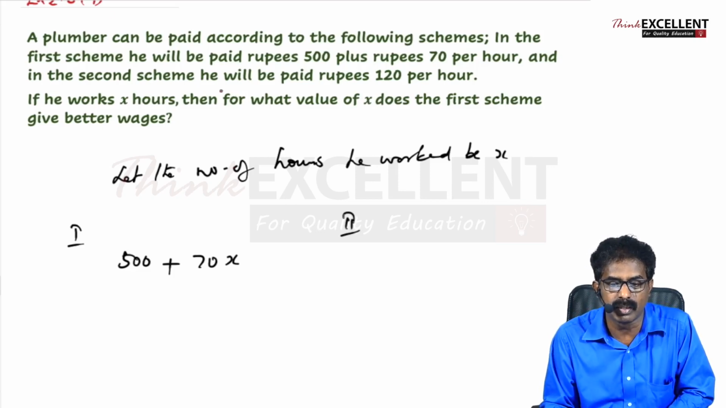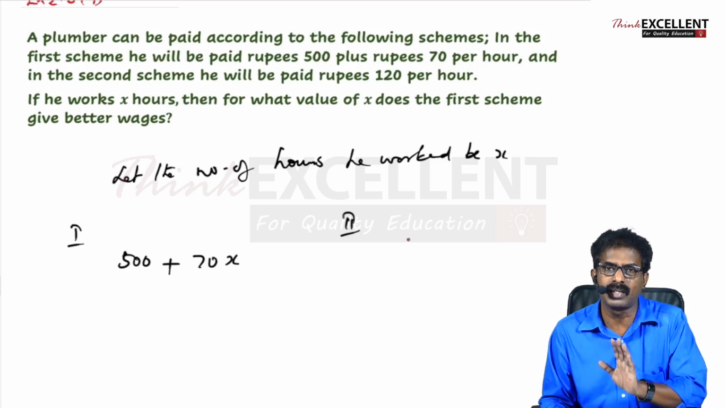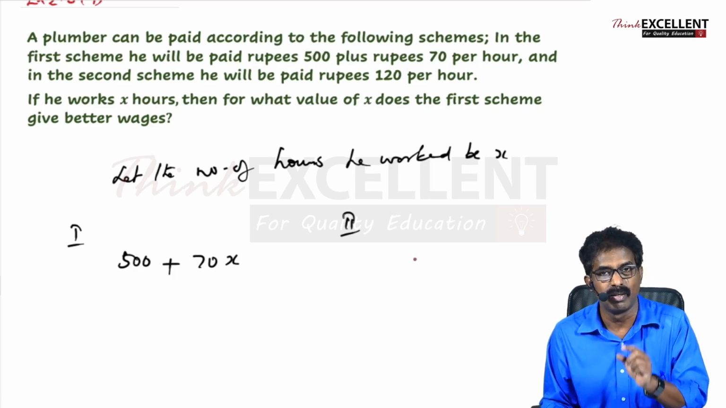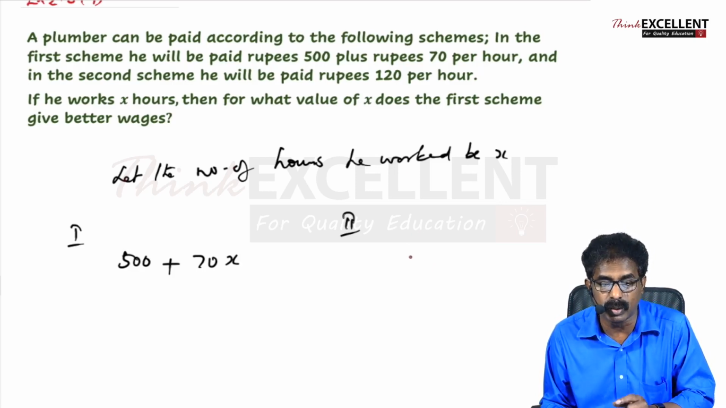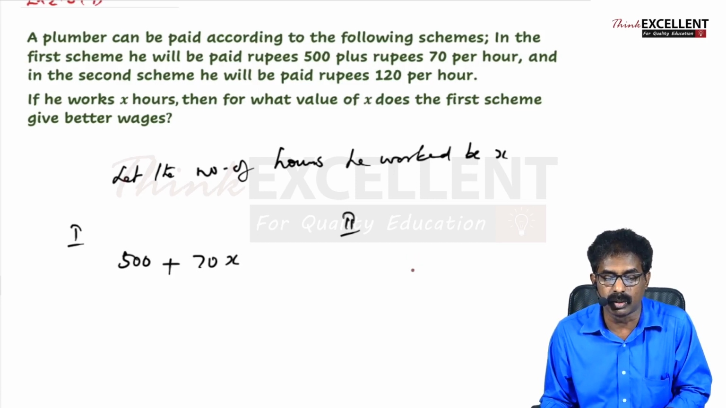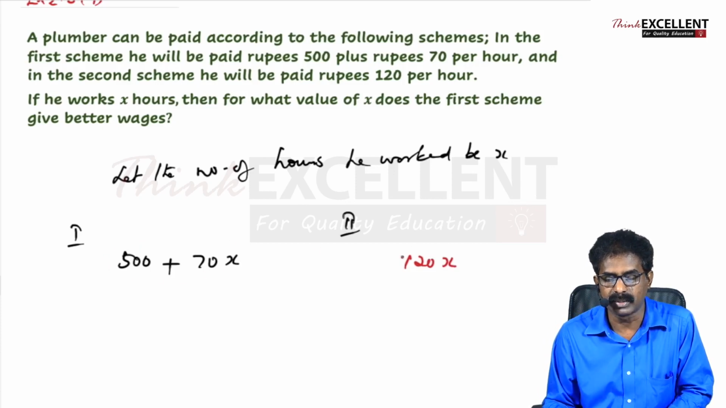So no fixed amount for that. In the second scheme, he will be paid rupees 120 per hour. Per hour it is what? 120. So how much will he get? He is working X hours, right? For 1 hour he is getting 120 rupees, but he is working X hours. So the total amount he gets is 120X. Okay. So the first one is getting 500 plus 70x, the second one 120x.